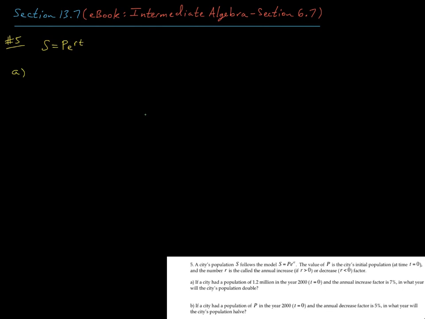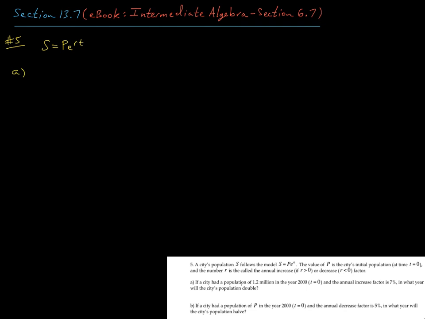All right, problem 5 says a city's population S follows the model S equals P times e to the RT. The value of P is the city's initial population at time t equals 0, and the number R is called the annual increase factor if R is positive, or decrease factor if R is negative.